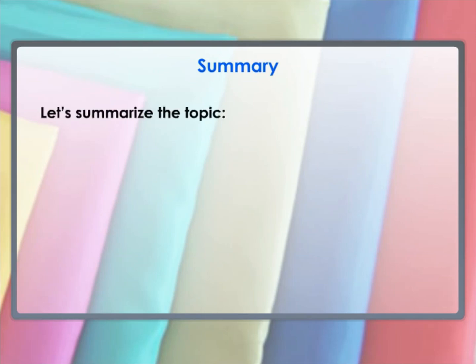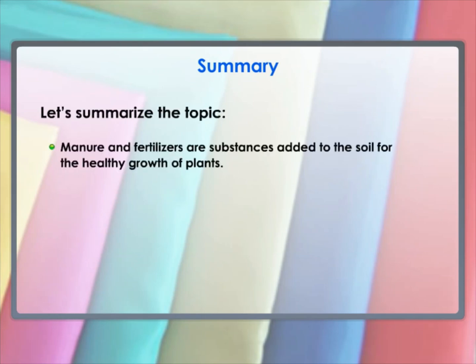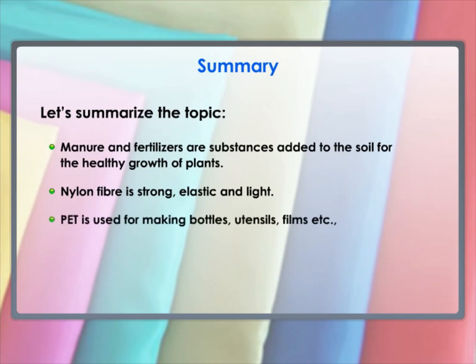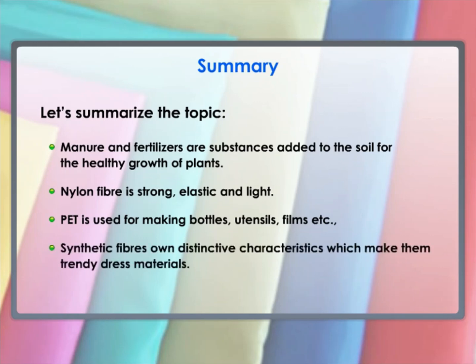Let's summarize the topic. Manure and fertilizers are substances added to the soil for the healthy growth of plants. Nylon fiber is strong, elastic, and light. PET is used for making bottles, utensils, films, etc. Synthetic fibers own distinctive characteristics which make them trendy dress materials.